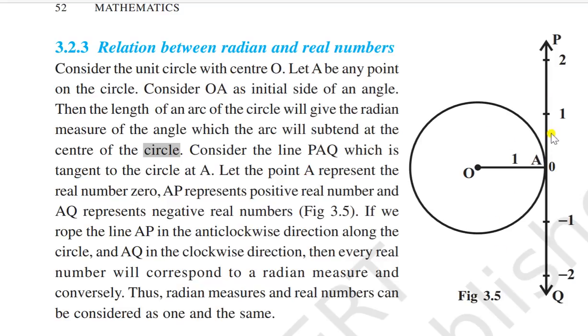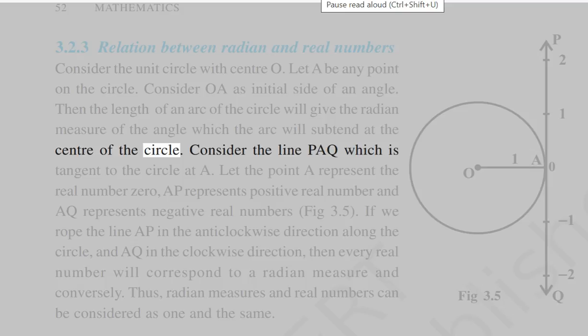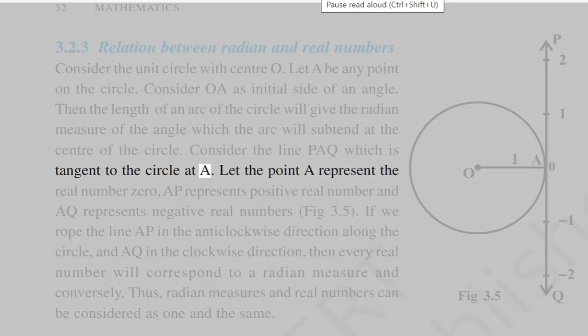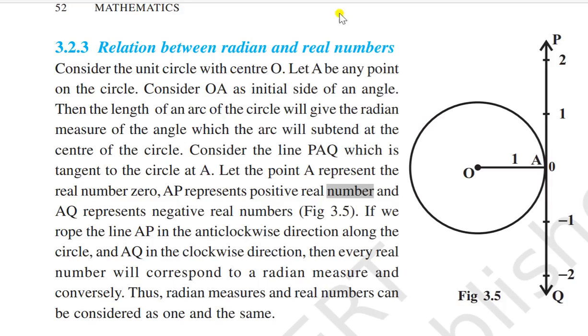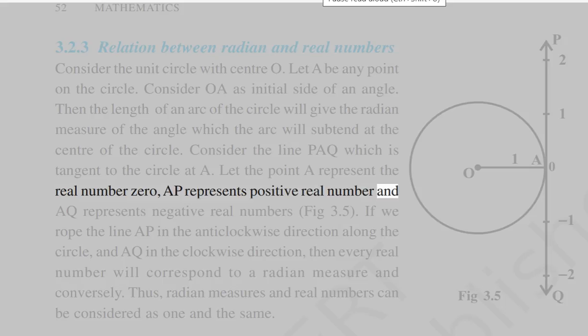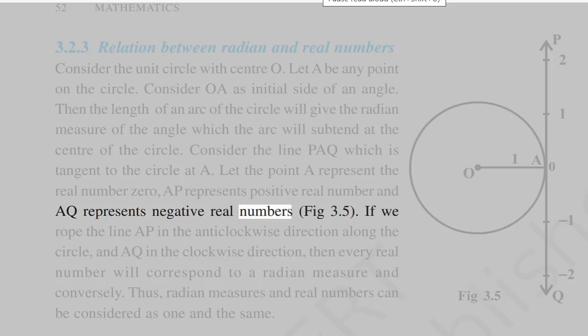So consider PAQ is a line. Consider the line PAQ which is tangent to the circle at A. Let the point A represent the real number 0, AP represents positive real numbers, and AQ represents negative real numbers. So basically, they are telling about this picture. You don't have to understand this, you just have to see this picture and understand it.